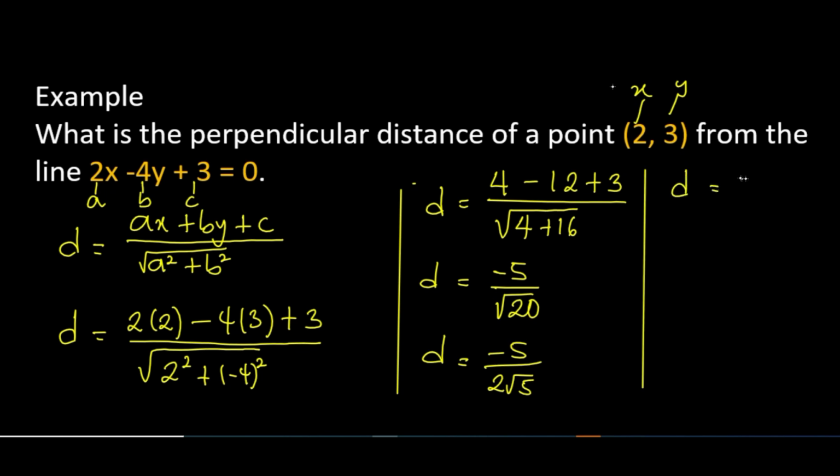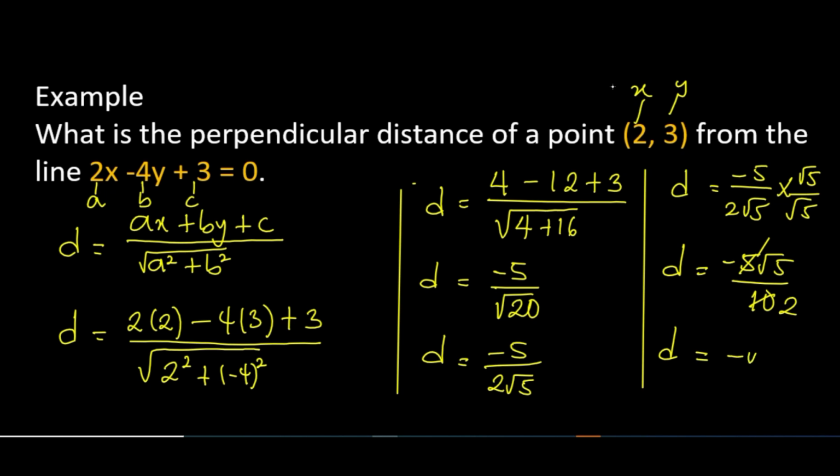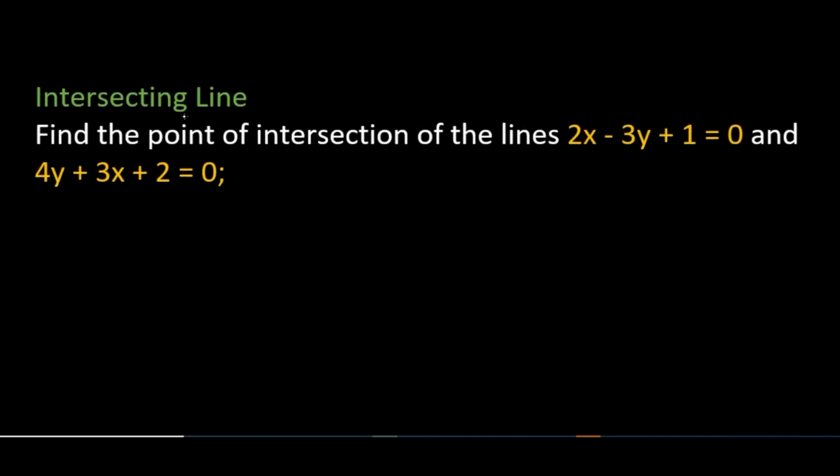We can rationalize now so that the root will not be in the denominator. So we have minus 5 over 2 square root 5 rather. We multiply by square root 5 in both numerator and denominator in order to rationalize. This is minus 5 root 5 over 2 root 5 times root 5, which will give us 2 times 5, which is 10. So we can cut 5 here and 5 here. Your final answer should be minus root 5 over 2. That's the final answer for that.